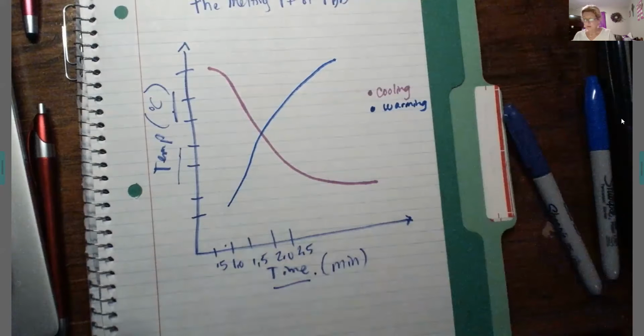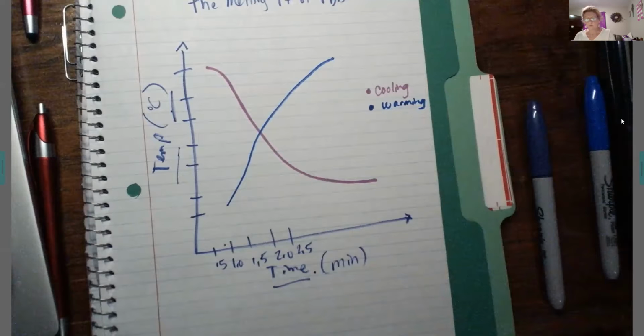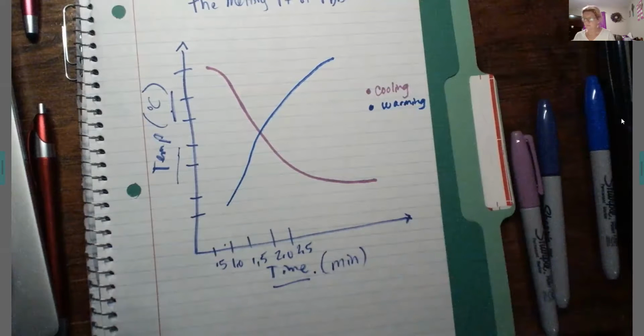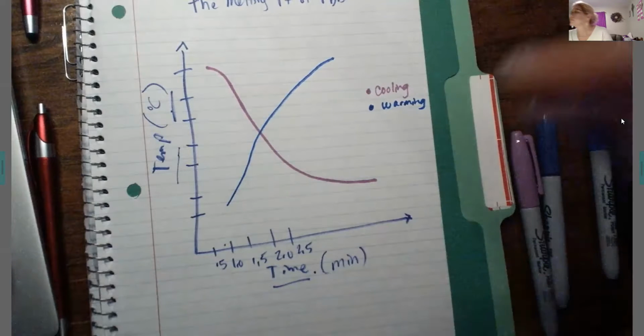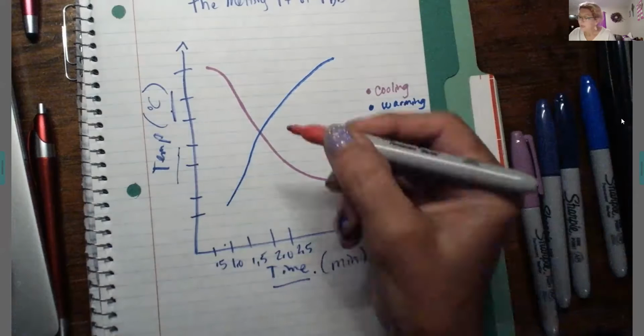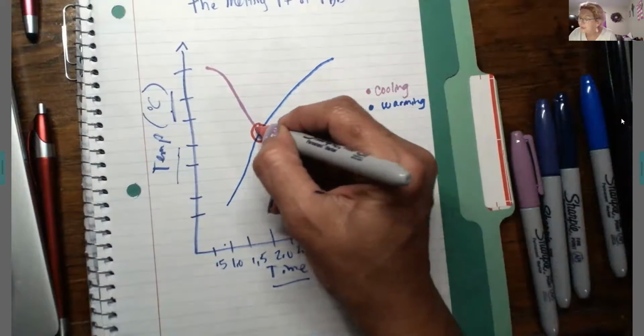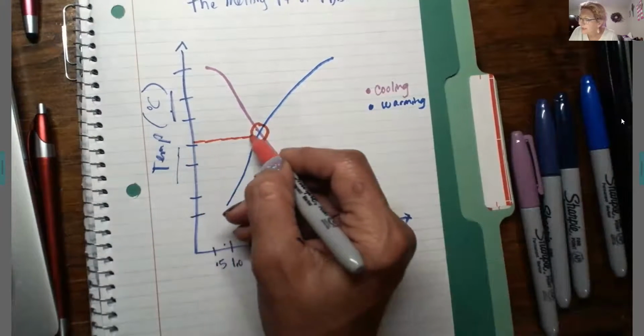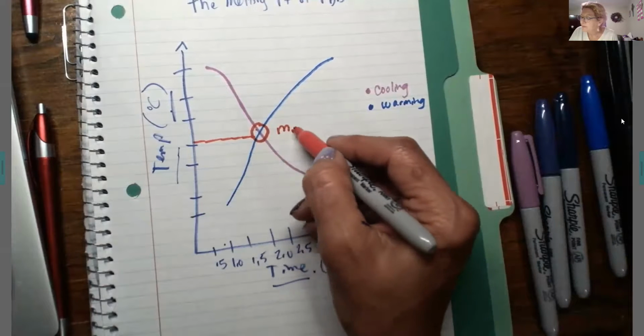So that's the parts of my graph here. So what we're going to do is we're going to look right here. All right, I got a red one. And this point where it intersects, that is going to be your melting point.